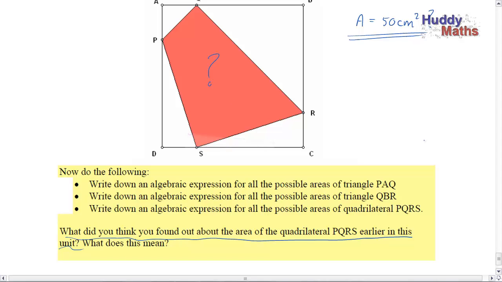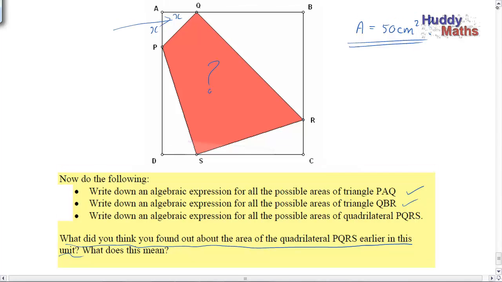Okay, so here we are. I want you to call this x and x as before. I want you to write down an algebraic expression for the area of triangle PAQ. So that's this one up here. Okay, and also for QBR. QBR is this one, and then PQRS.